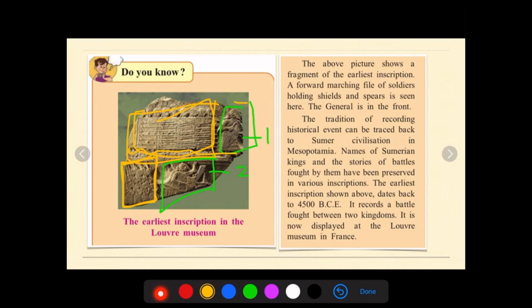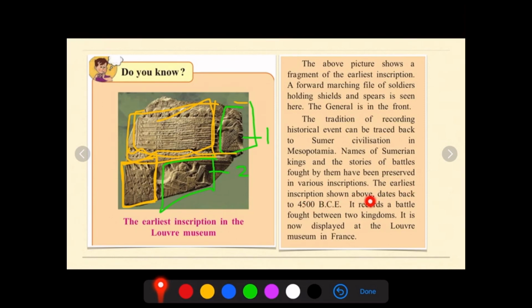The tradition of recording historical events can be traced back to the Sumer civilization. This is from the Sumer civilization, which is in Mesopotamia, which is today's Iraq. Names of Sumerian kings and stories of battles fought by them have been preserved in various inscriptions. So the names of the Sumerian kings of that time and how bravely they fought their battles are all preserved in various inscriptions.